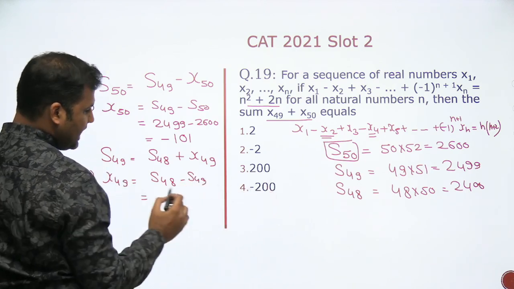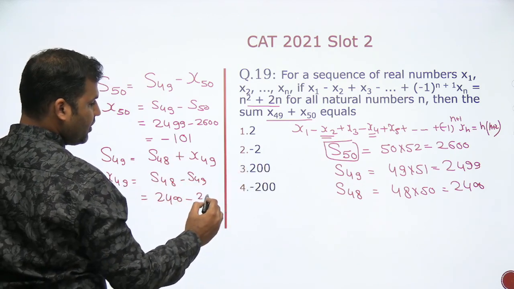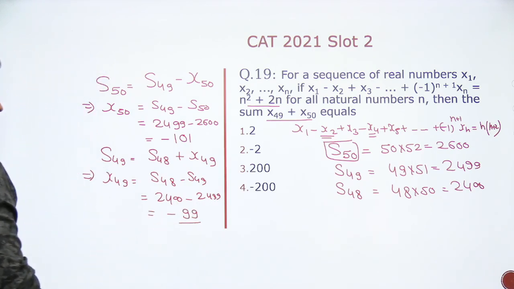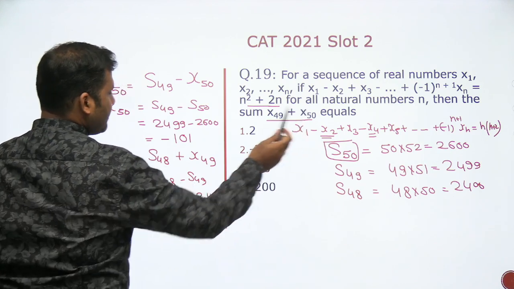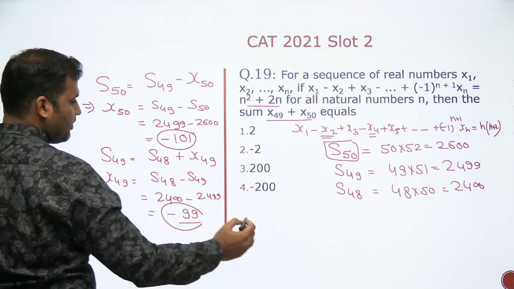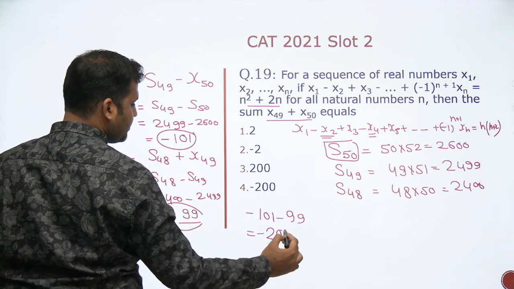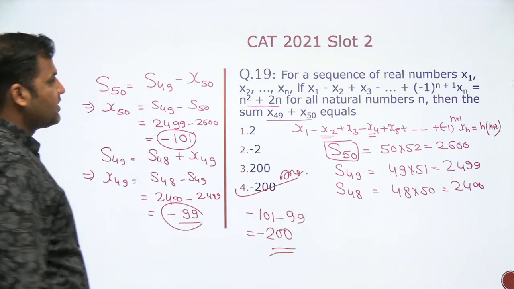What is s48? It is 2400. What is s49? S49 is 2499. This is equal to minus 99, right? That's correct. Now, what I want to find out is the summation of x49 and x50. The summation of these two will be minus 101 minus 99. This is equal to minus 200, everybody. So, answer is the fourth option. The fourth option is the correct answer to the question, right?